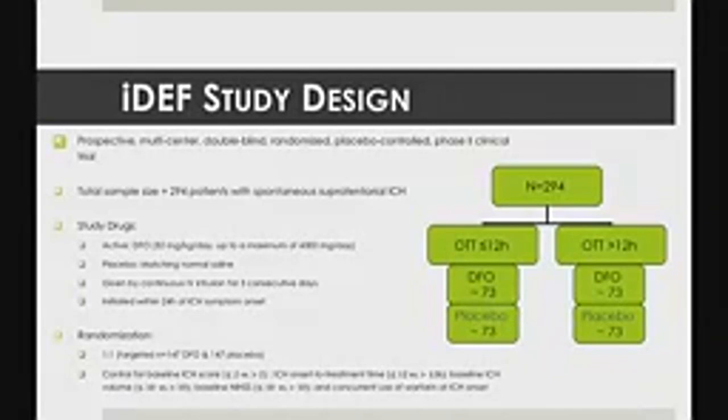And then in order to balance the groups, we decided to randomize the patient based on ICH score, based on their NIH stroke scale when they come in, and the hemorrhage volume, and whether they were on anticoagulation, particularly warfarin or not.